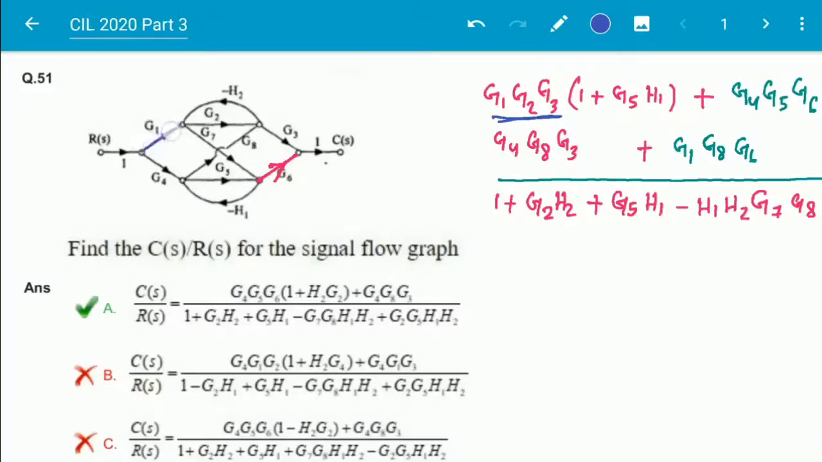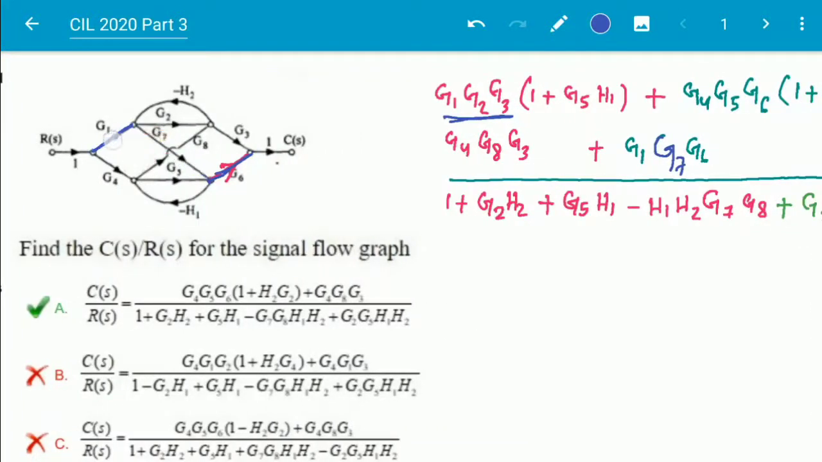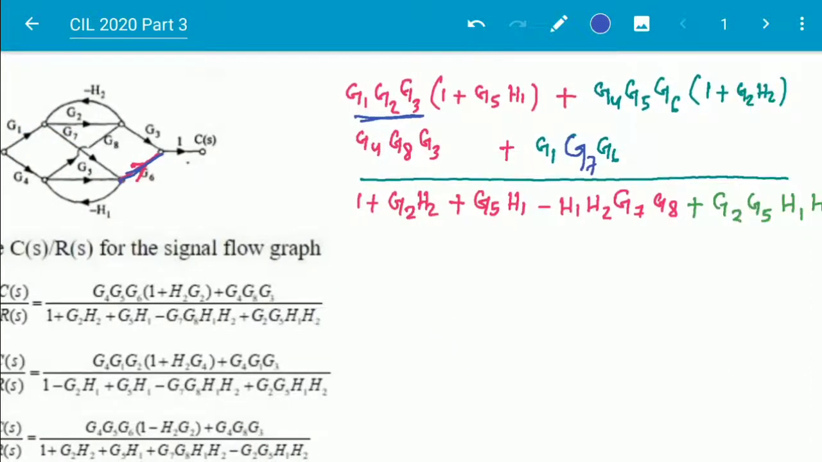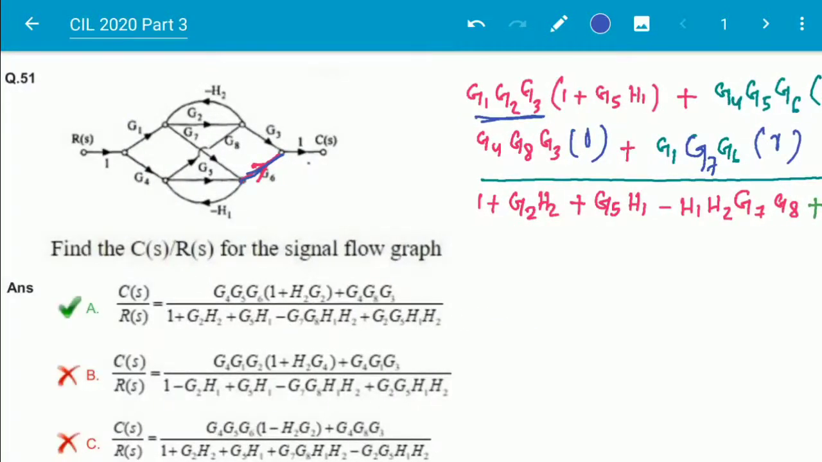G1, G7 and G6. This is G7 and G6. And for the paths which are not touching the forward paths, here is nothing, so multiplied by 1, here is nothing, multiplied by 1. For the first one, G1, G2, G3, the loop which is not touching the forward path is this one, whose gain is G5 H1.